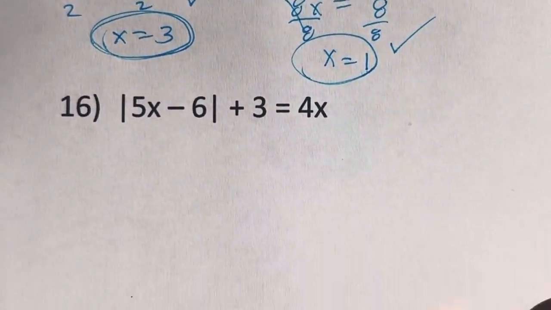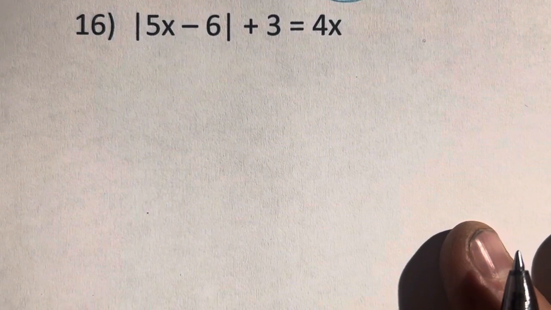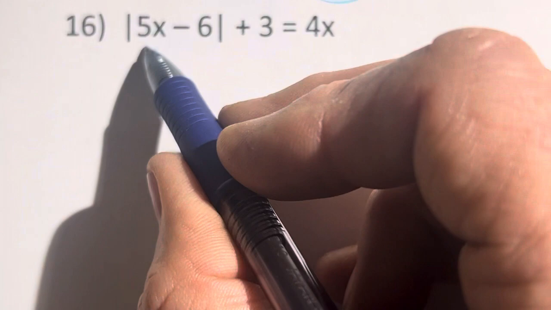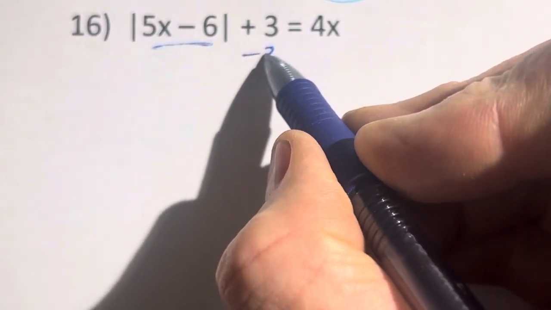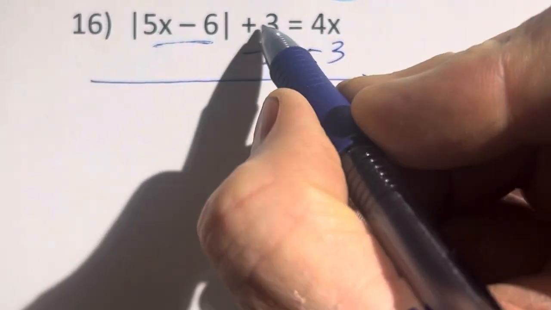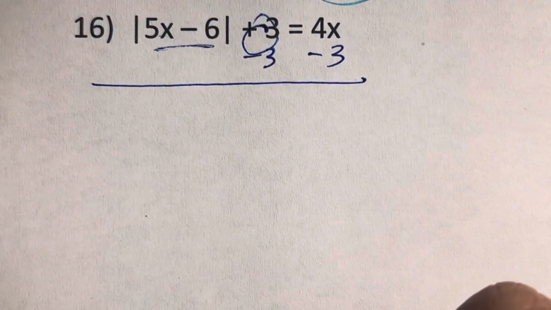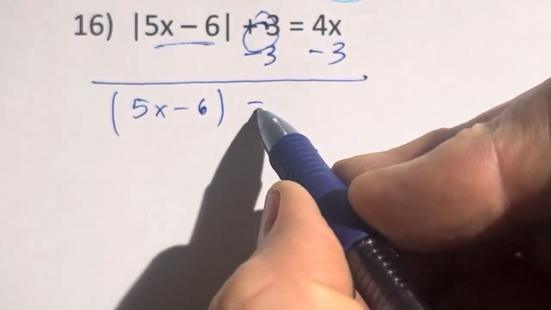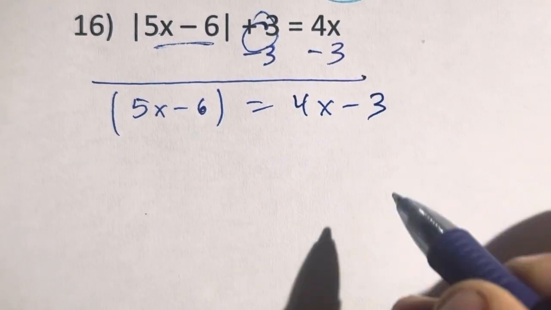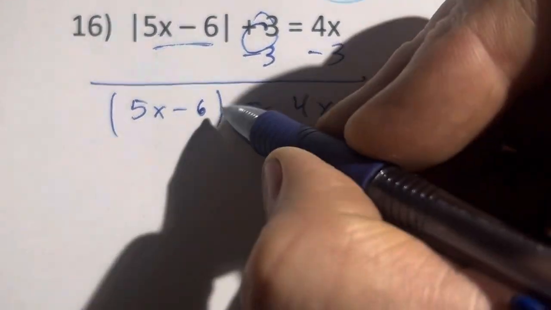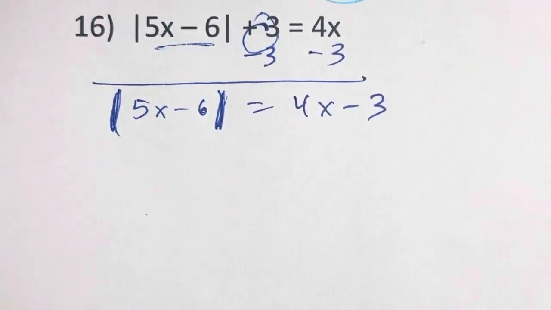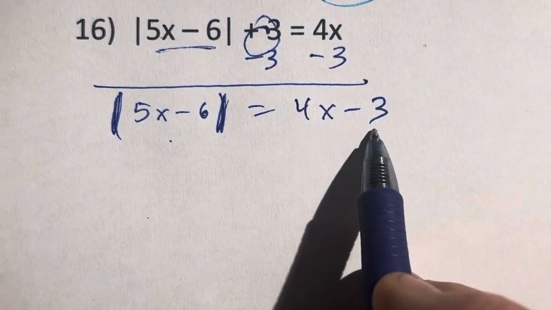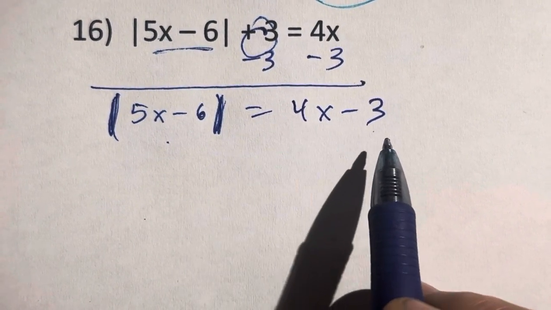Okay. Just for your benefit, we're going to do another one like that. So again, we have our absolute value right here, and this plus 3 has to go. So I'm going to subtract 3 on both sides to make it go away. So that means the absolute value of 5x minus 6 equals 4x minus 3. These absolute value bars, they didn't get very straight. So now this equals 4x minus 3 and the opposite of 4x minus 3.